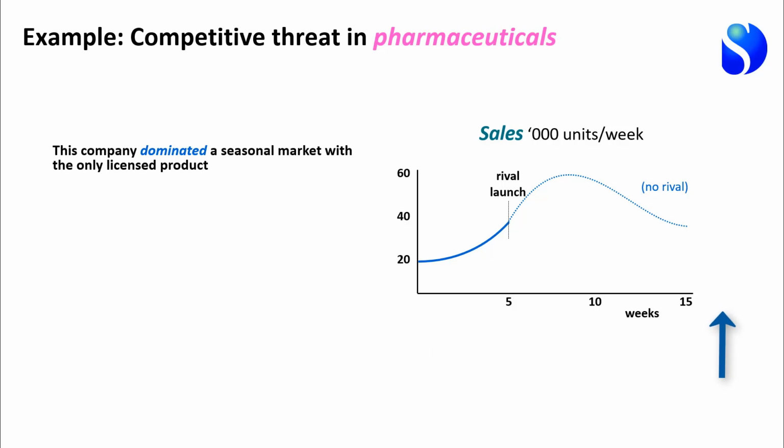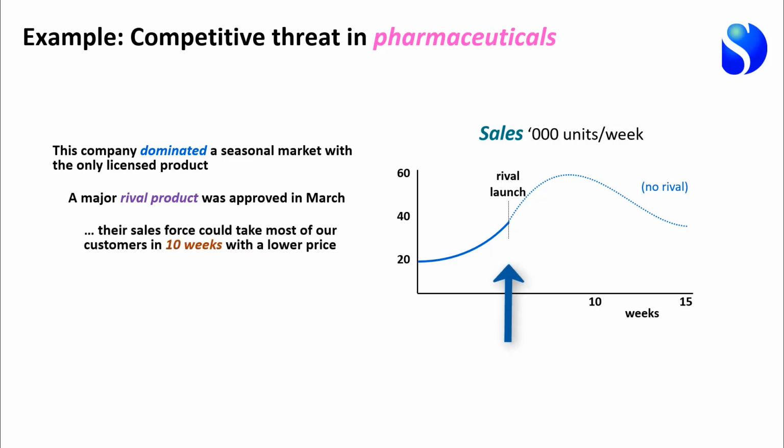They have the only product for this complaint. But early in March, they learned that their one major competitor has just got approval for a product that is just as good as their product. And they know that their competitor will be launching that competing product at week 5. We know that because they've held a launch conference and they've told all their salespeople that that's what they're going to do. So what's going to happen here?